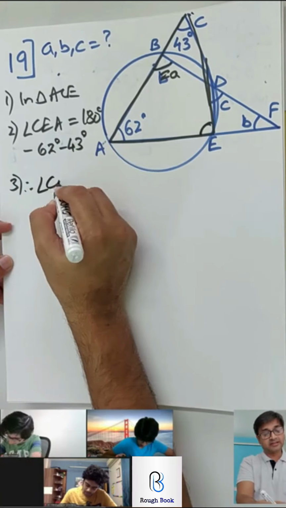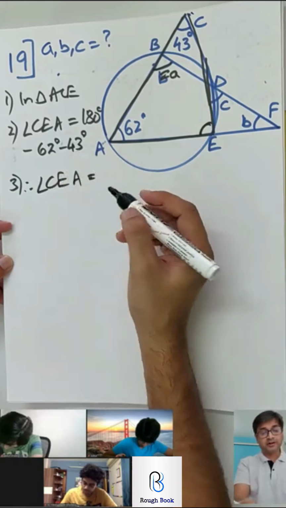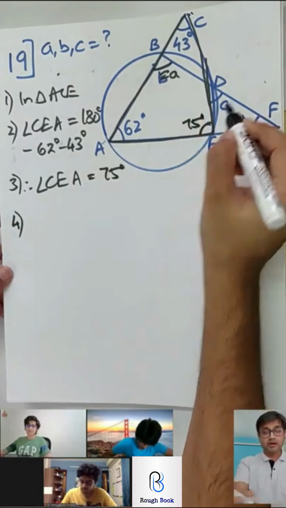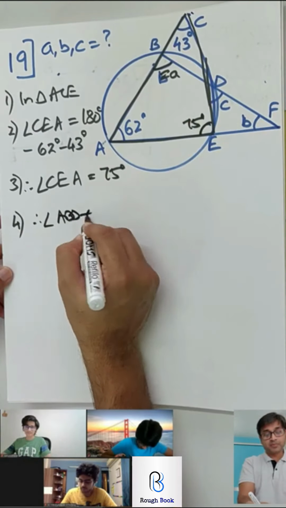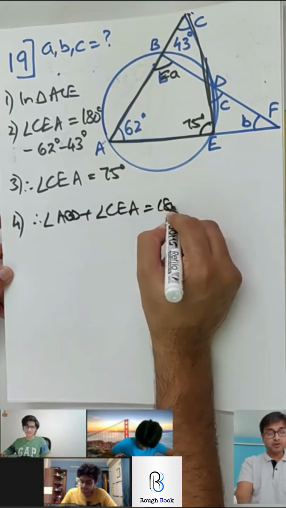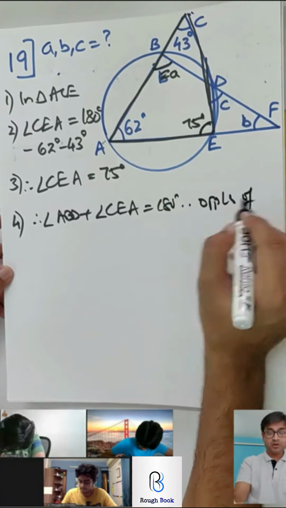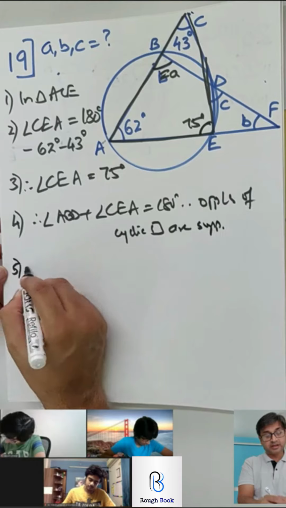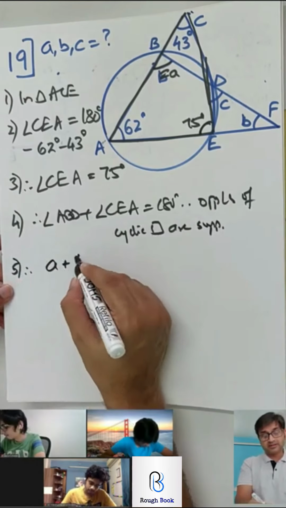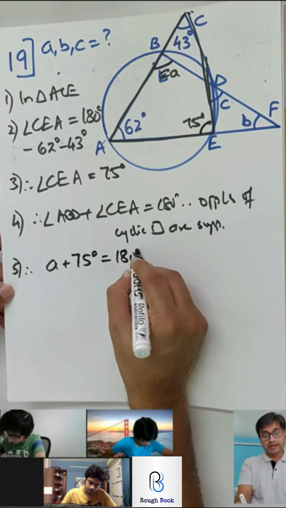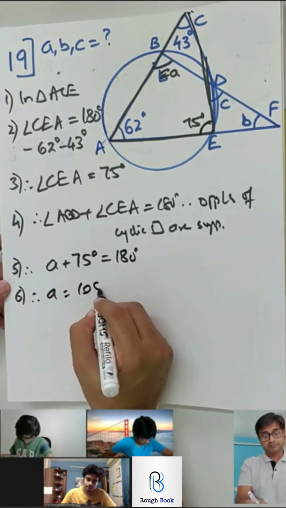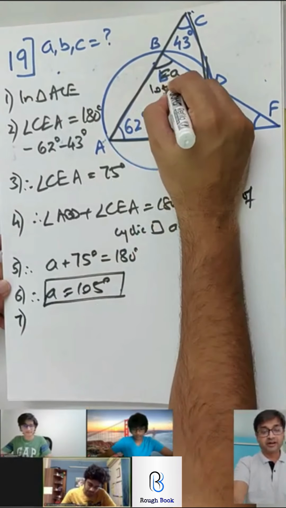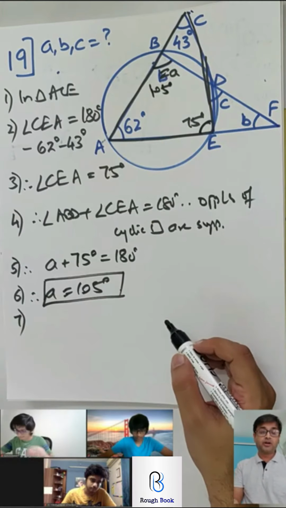And therefore angle CEA should be 105. So 75. Did you get it? 75, CEA? Yeah. And therefore angle ABD plus CEA is equal to 180. Opposite angles of a cyclic quadrilateral are supplementary. Please write the entire statement, otherwise you will lose marks. So now A plus 75 equals 180. Anybody got A already? Shout out the answer if you got it. Perfect, that's right, 105.